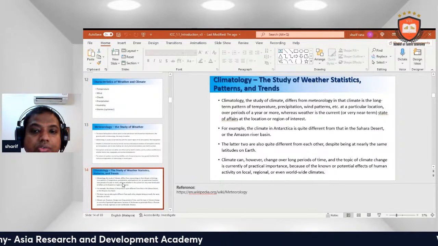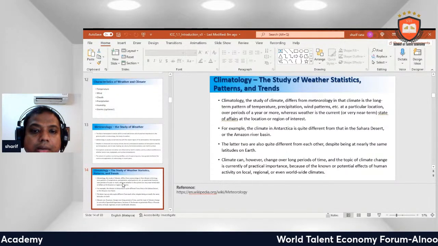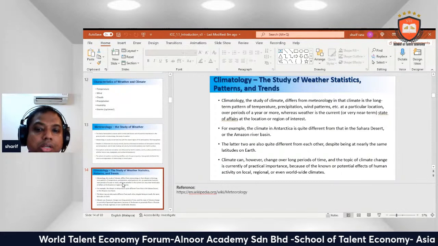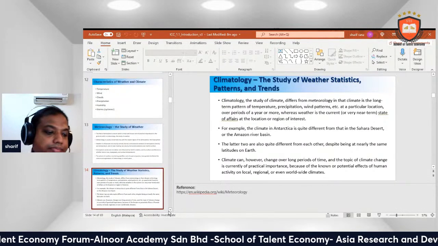Climate can, however, change over a long period of time, and the topic of climate change is currently of practical importance because of the known or potential effects of human activities on local, regional, or even worldwide climate.